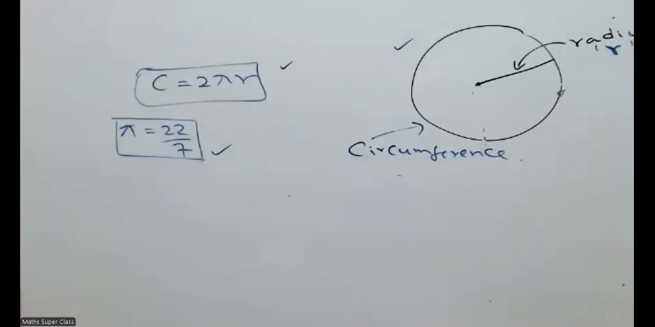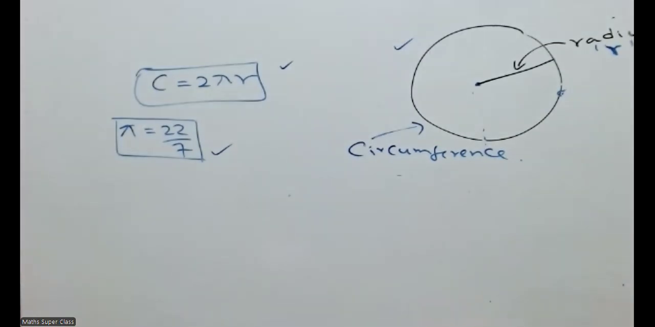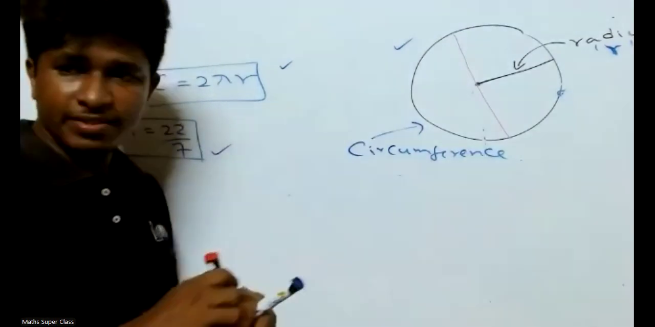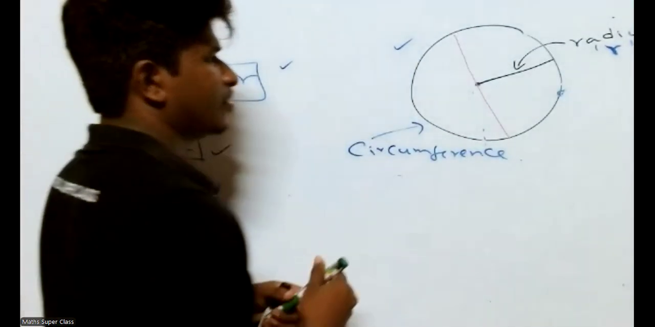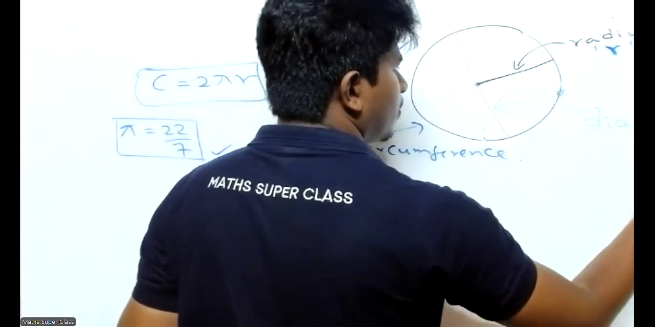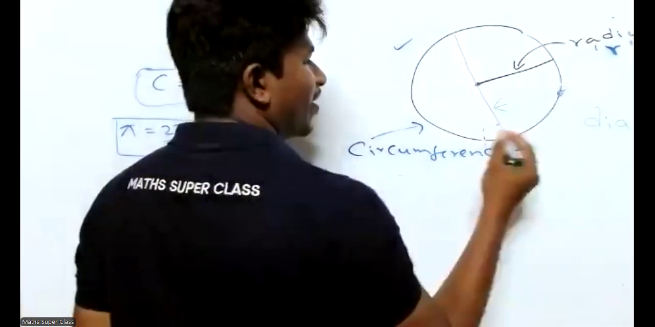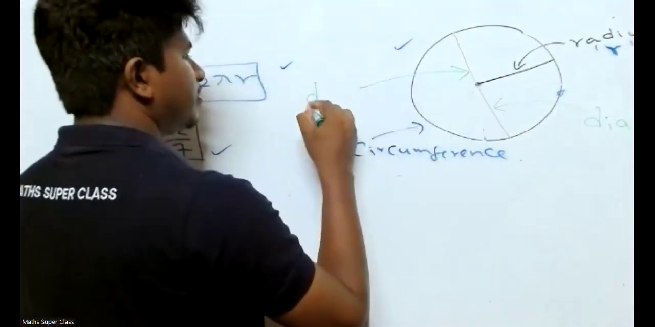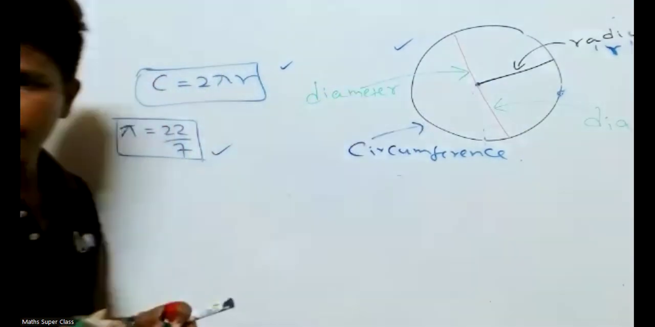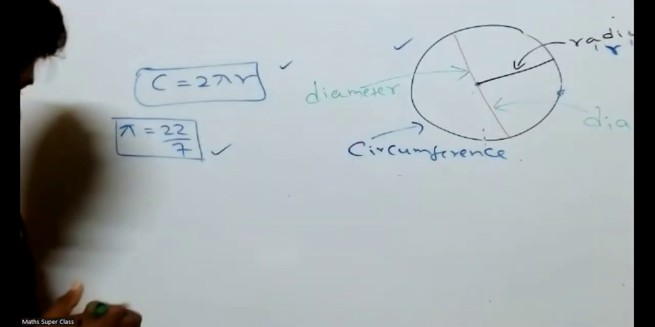We have learned another thing. This is the radius. And what is this? This is the diameter.